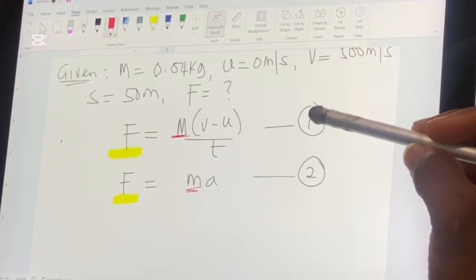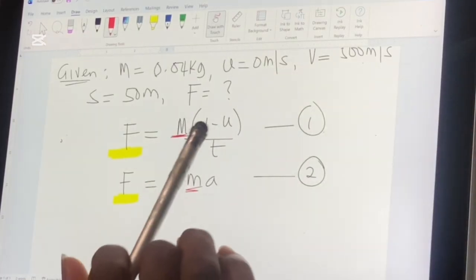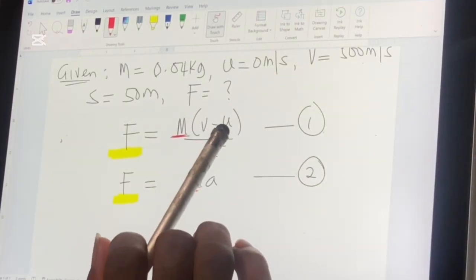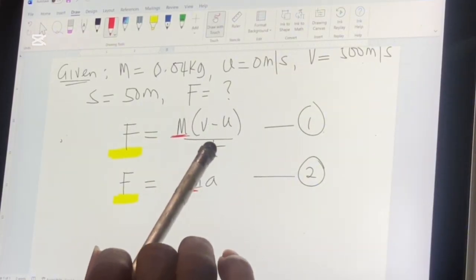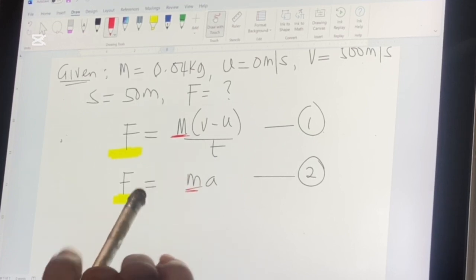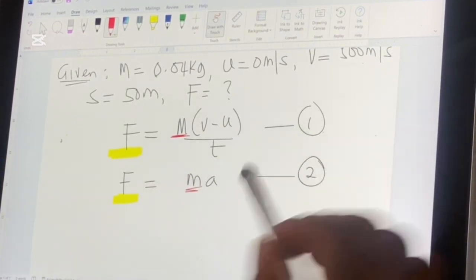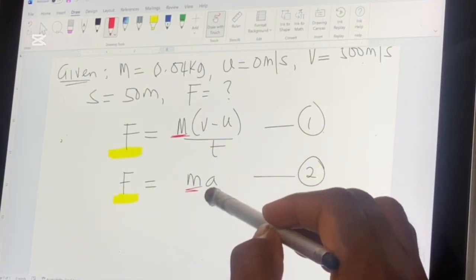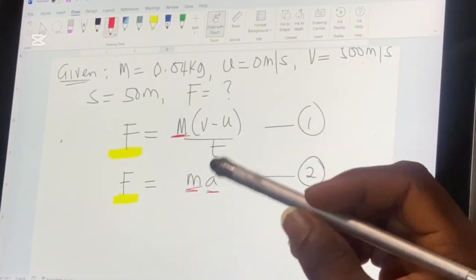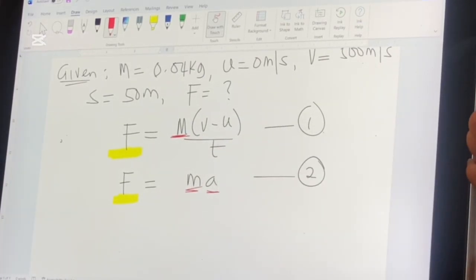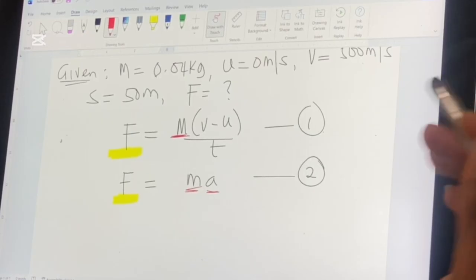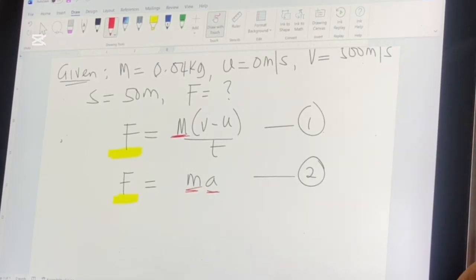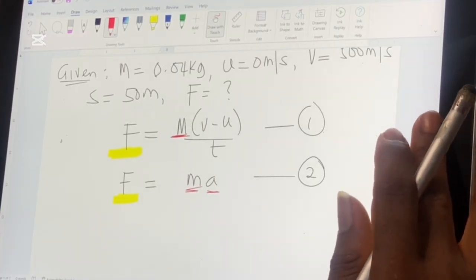But what is our limitation in equation 1? It is t. While in equation 2, the limitation is acceleration. Either t or a can be calculated using the equations of motion. Please take note. And what are the equations of motion here?